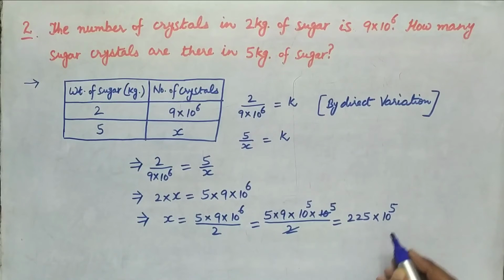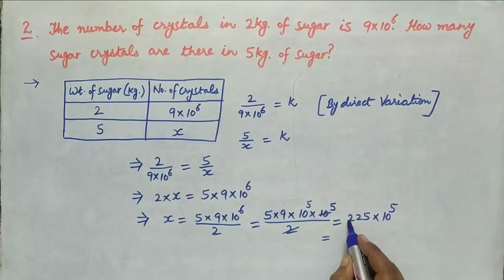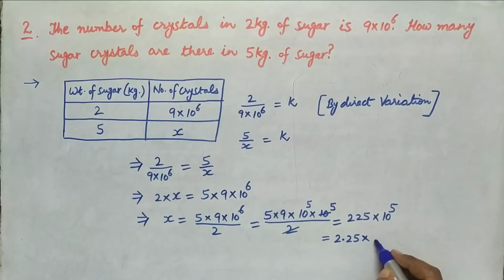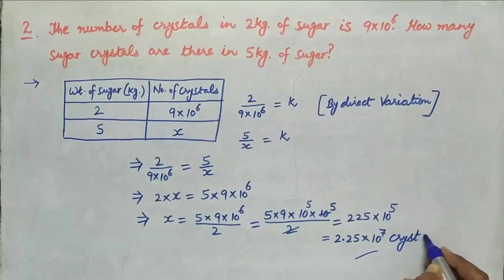To write this value in standard form of decimals, it becomes 2.25 multiplied by, because we put the decimal after 2 digits, so we have to multiply with 2 more tens, that is 10 raised to power 7. It is the number of crystals that are present in 5 kilograms of sugar. In this way, we do the sums of direct variation.